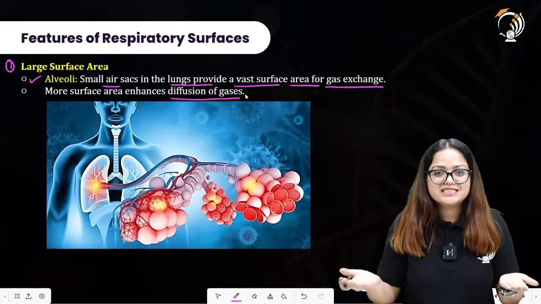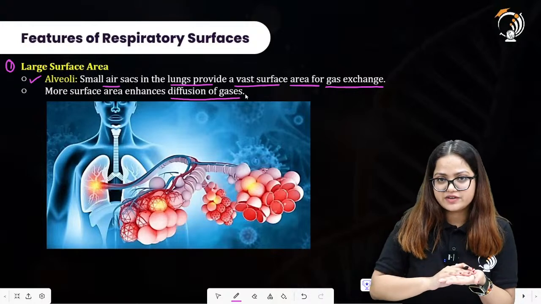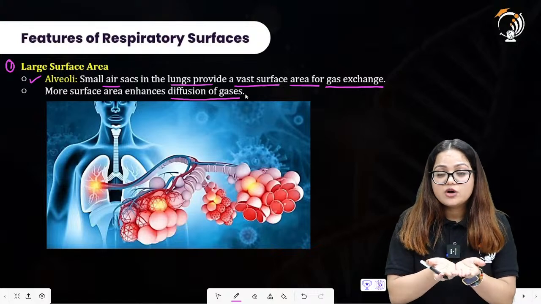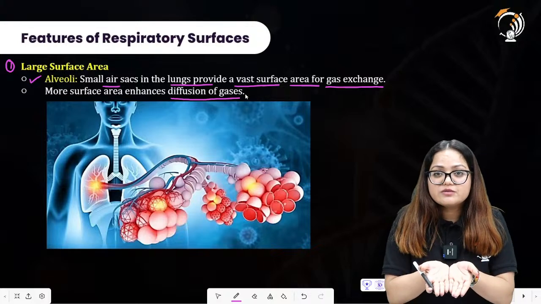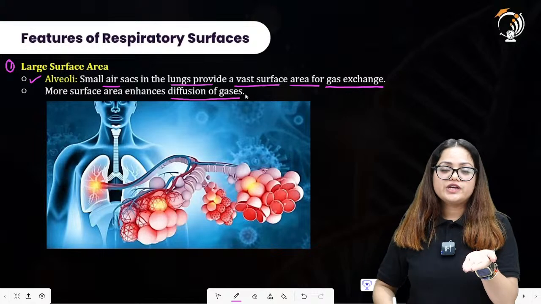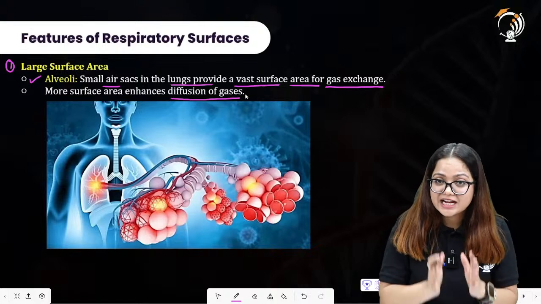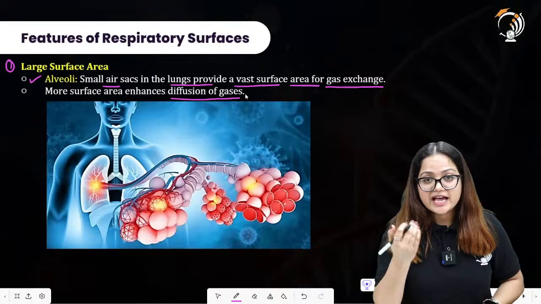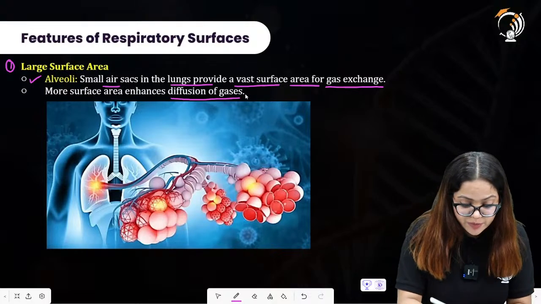Assume that the diffusion was occurring through this surface, and then the diffusion is occurring through this surface. Which condition will you say is serving more diffusion rate? This one is serving more diffusion rate. The decreased surface area will serve decreased diffusion rate, and increased surface area will serve increased diffusion rate. So that's why we have alveolar sacs that increase the surface area. As they increase the surface area, they increase the diffusion rate. Understood? And where are they present? They are present inside our lungs.